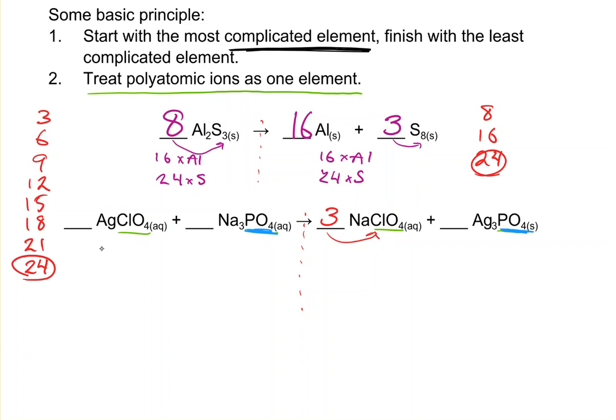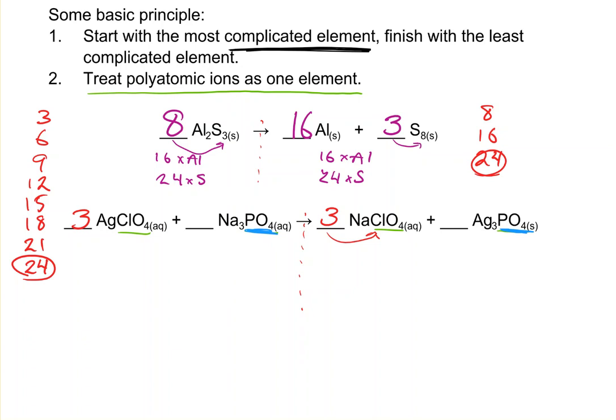So I'll go back to the other side. I see 1 perchlorate, 1 ClO4. There's not 4 of them, there's 1 ClO4. So if I want 3 perchlorates, I say 3 perchlorates. Now there's 3 silvers, so I go to the other side. There's 3 silvers. There's 1 phosphate, 1 PO4, 1 PO4, 3 sodiums, 3 sodiums. We're balanced. Everything here is perfect.